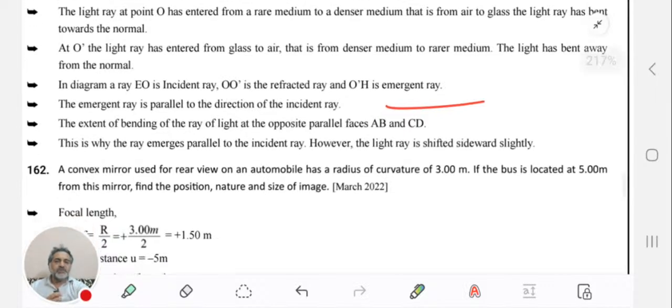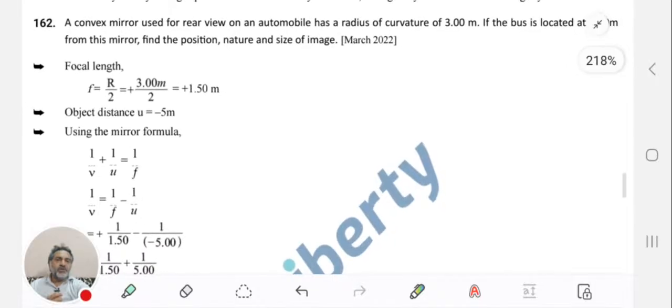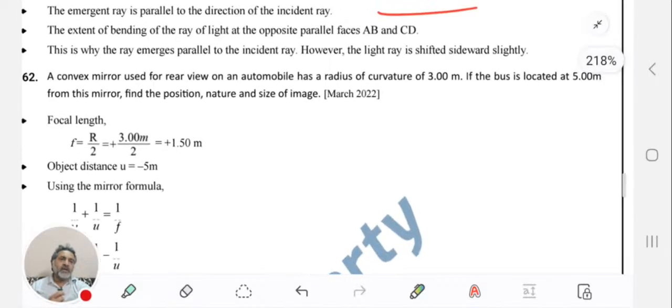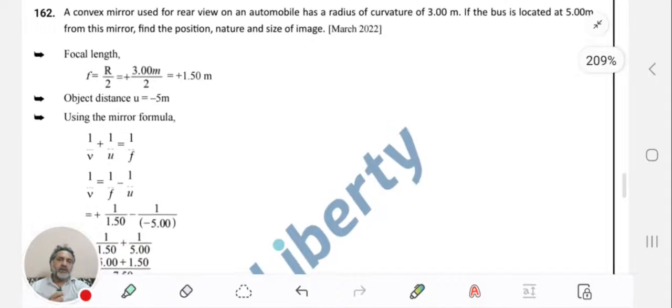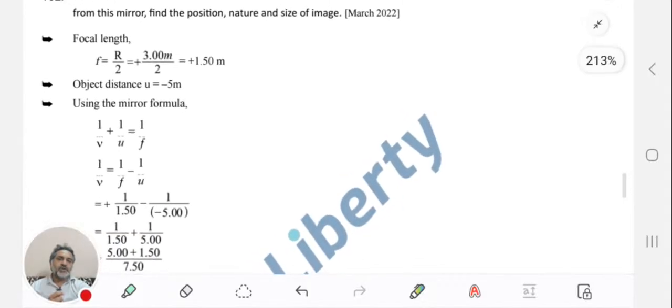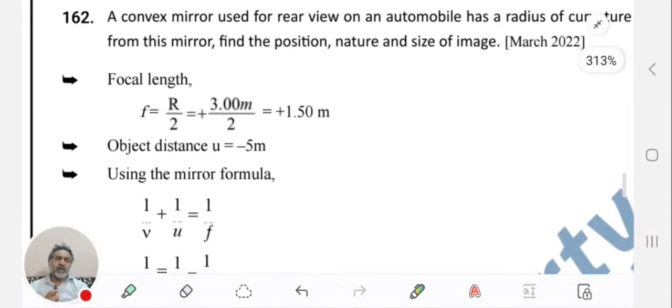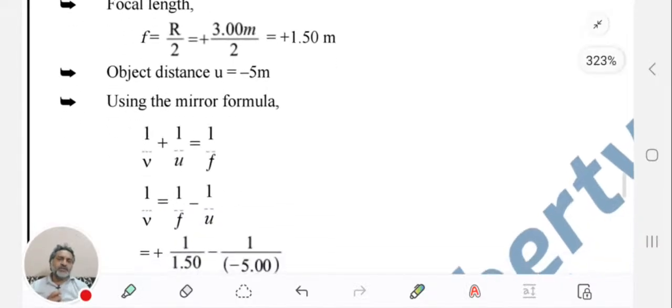નાવ ક્વેશ્ચન નંબર 162. A convex mirror used for rear view, આપણે ગાડીમાં લગાડીએ ને, on automobile has radius of curvature of 3 meter. If the bus is located at 5 meter from this mirror, find the position, nature and size of image. એટલે આમ દેખાય છે 5 મીટર, પણ ખરેખર ક્યાં હશે? તો ચાલો, ફોકલ લેન્થ f ઇઝ ઇક્વલ ટુ r/2, રેડિયસ અપોન 2, સો 3/2 ઇઝ ઇક્વલ ટુ 1.5 મીટર. ઓબ્જેક્ટ ડિસ્ટન્સ u ઇઝ -5, કારણ કે આપણે કયો લેન્સ વાપર્યો છે?